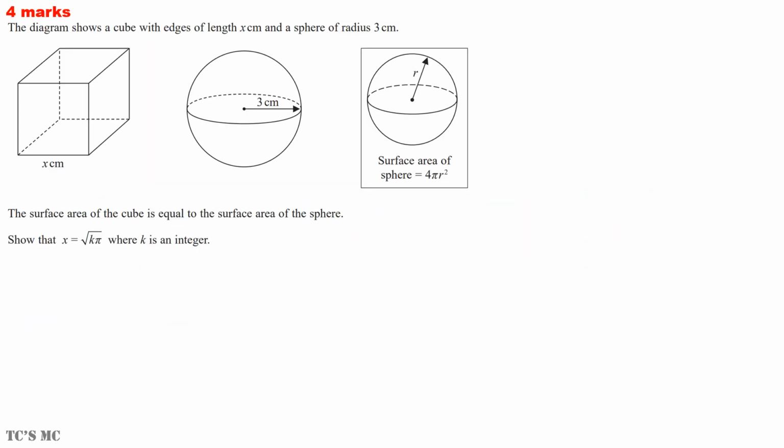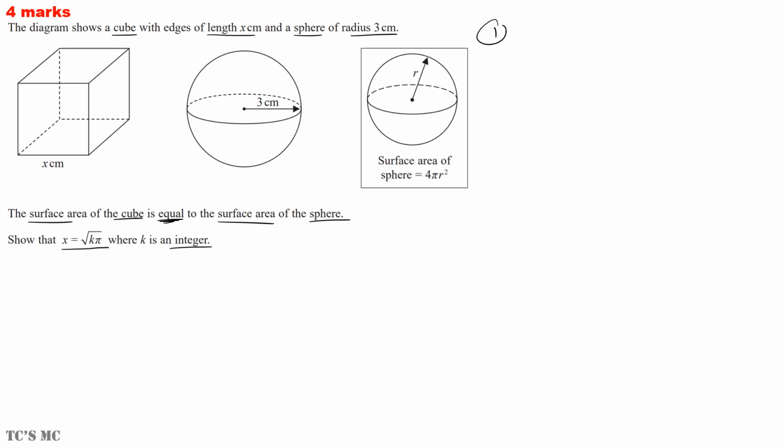The diagram shows a cube with edges of length x centimeters and a sphere of radius 3 centimeters. The surface area of the cube is equal to the surface area of the sphere. Show that x is equal to the square root of k pi, where k is an integer.